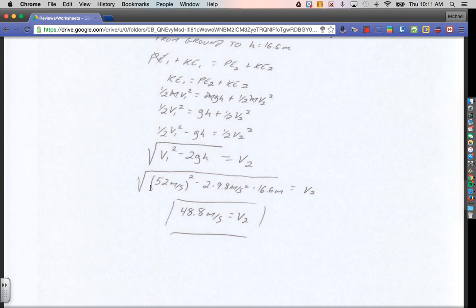Plugging in my numbers, I get the square root of 52 meters per second squared minus 2 times 9.8 meters per second squared times 16.6 meters is going to be my final speed. So the ball is going to be moving 48.8 meters per second when it's 8 meters below the highest point.